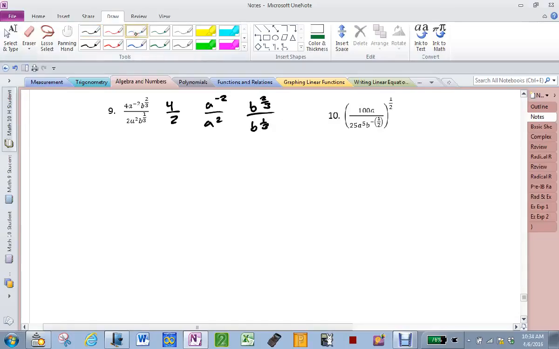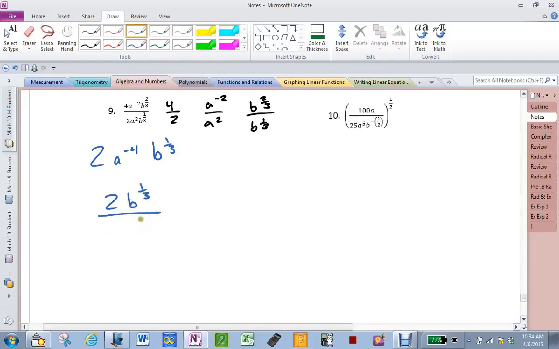All right, you guys have had a bit of time. I'm betting most of you split it up. What is 4 divided by 2? 2. What is negative 2 minus 2? Negative 4. A to the negative 4. What is 2/3 minus 1/3? 1/3. What is the only thing there that needs to move? The negative 4.